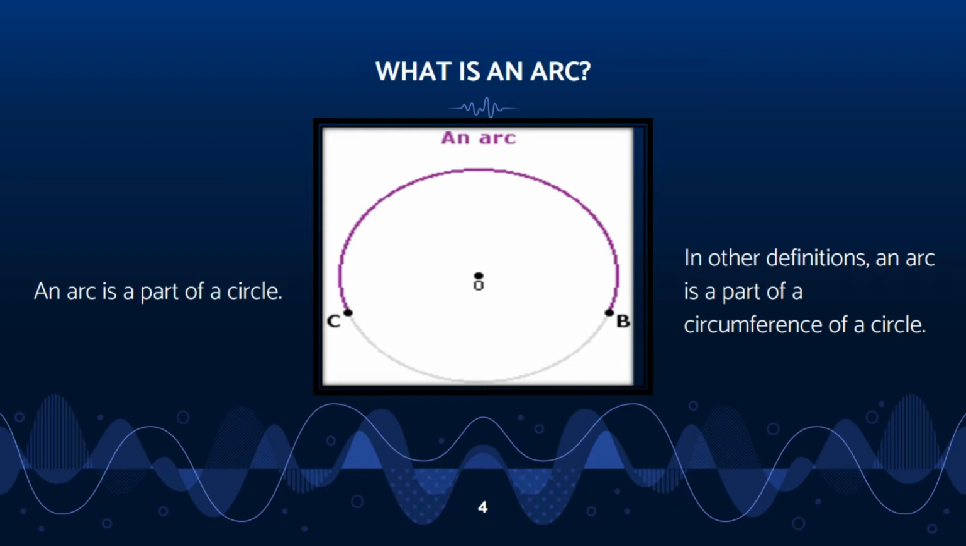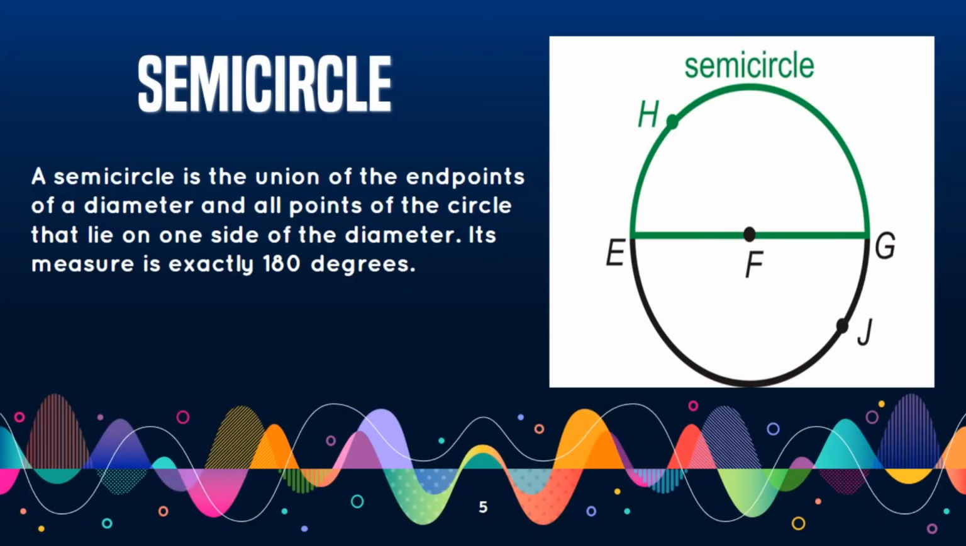So, if for example, we have an angle COB, then we can have arc CB as the given arc of the particular angle. Next is a semicircle. A semicircle, or half of the circle, is the union of the endpoints of a diameter and all points of the circle that lie on one side of the diameter. Its measure is exactly 180 degrees.